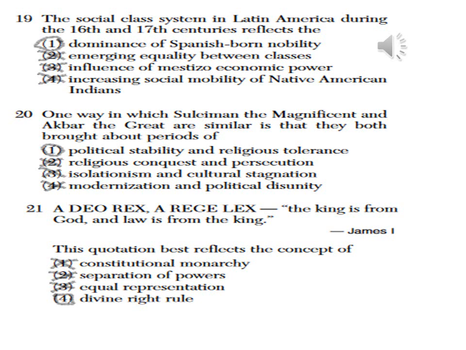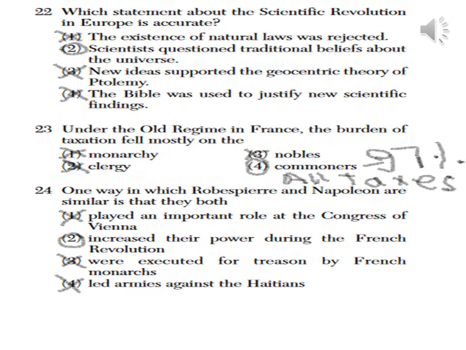So let's move on. Question number 22. Which statement about the scientific revolution, now when you think about scientific revolution, you've got to think about a little bit of 16th, but mostly 17th and 18th century advances in science here. But which statement about the scientific revolution in Europe is accurate? Is it 1, the existence of natural laws was rejected? Is it 2, scientists questioned traditional beliefs about the universe? Is it 3, new ideas supported the geocentric theory of Ptolemy? Or is it 4, the Bible was used to justify new scientific findings?